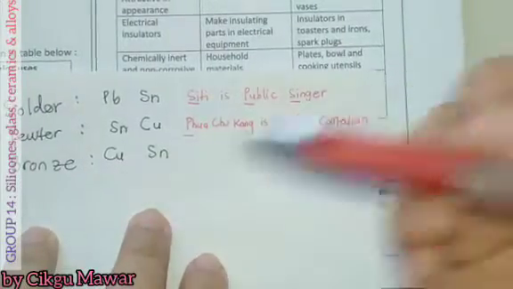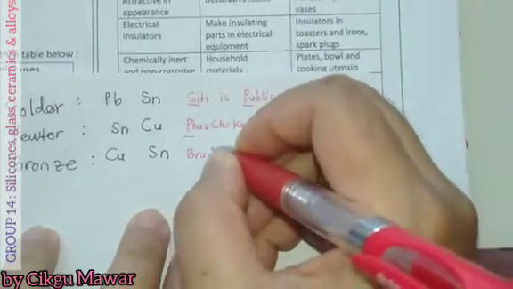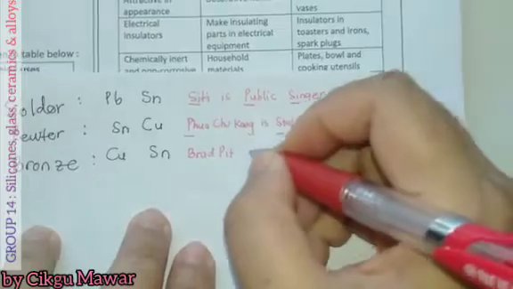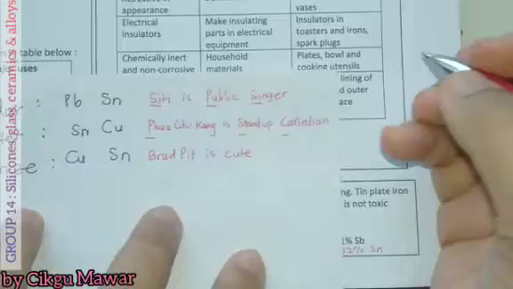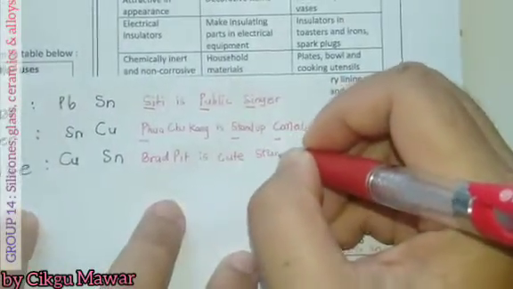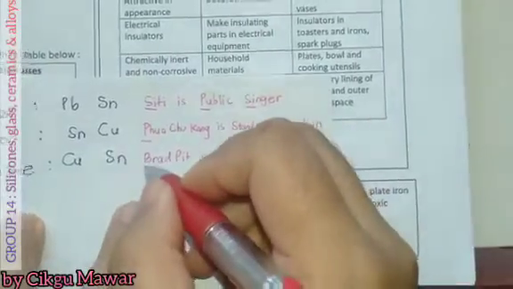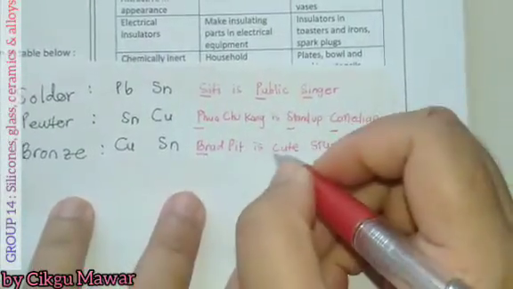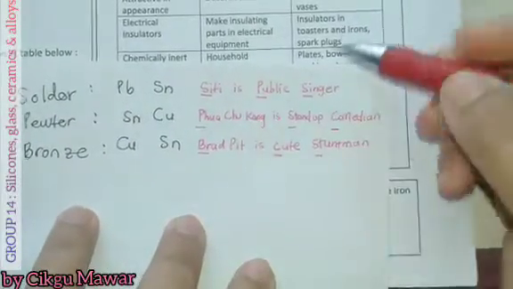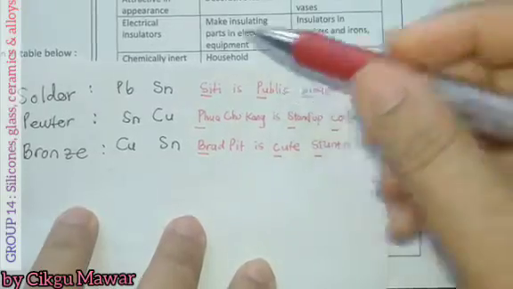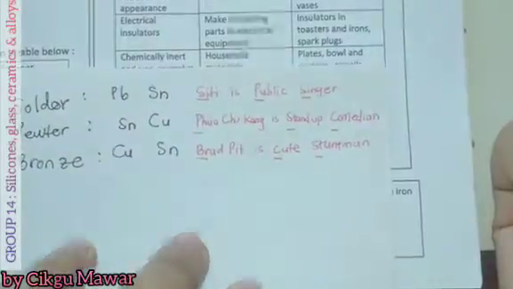Finally, bronze. For bronze, I use Brad Pitt. Brad Pitt is a cute stuntman, where B stands for bronze, C stands for copper, and S stands for tin. And the first word refers to the major component in this alloy.